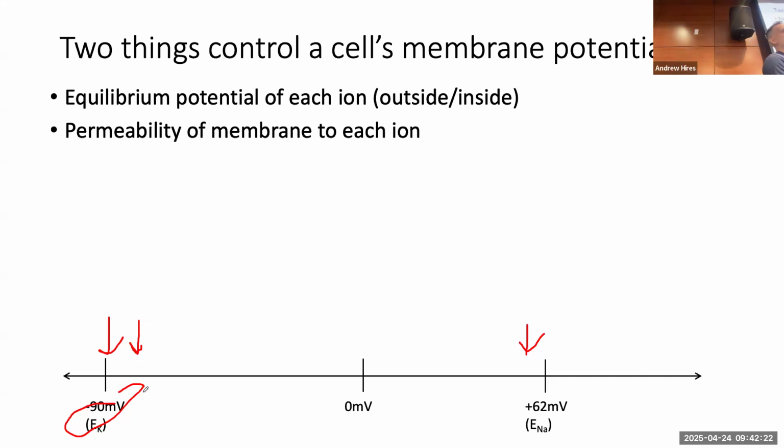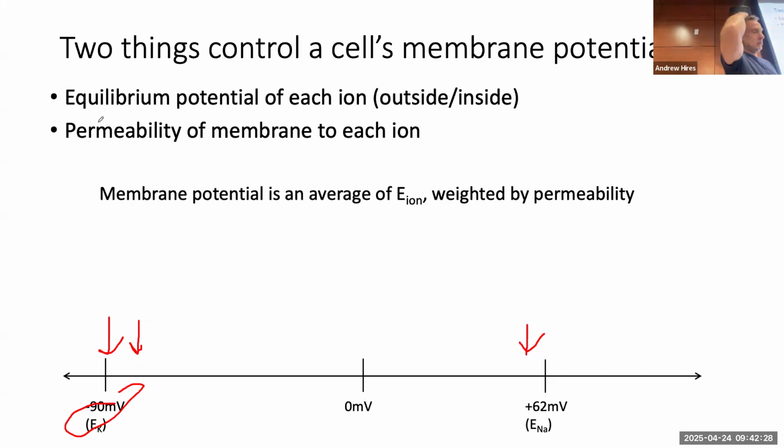What we're going to have to look at is basically the weighted average of each one of these equilibrium potentials. That's weighted on the proportion of the channels that are open on the membrane. How much of them are sodium channels? How many of them are potassium channels? How easy is it for sodium to pass through the membrane versus potassium versus chloride versus any other ionic species?